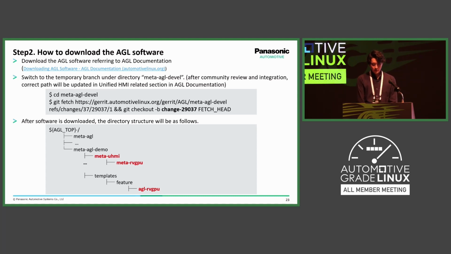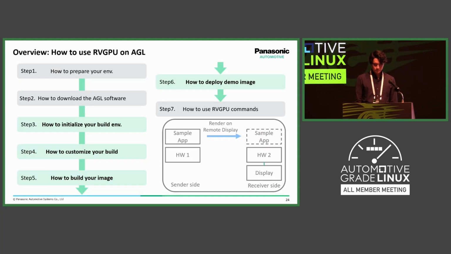The software will then be downloaded in the following configuration. In the figure, meta-rbgpu contains the recipes for RBGPU, and agl-rbgpu contains the features to use RBGPU in your build. Now, the software is downloaded.